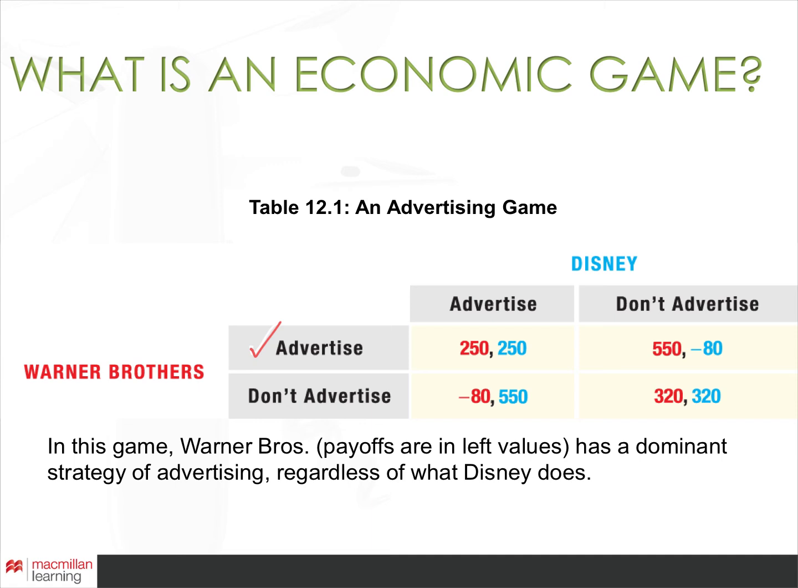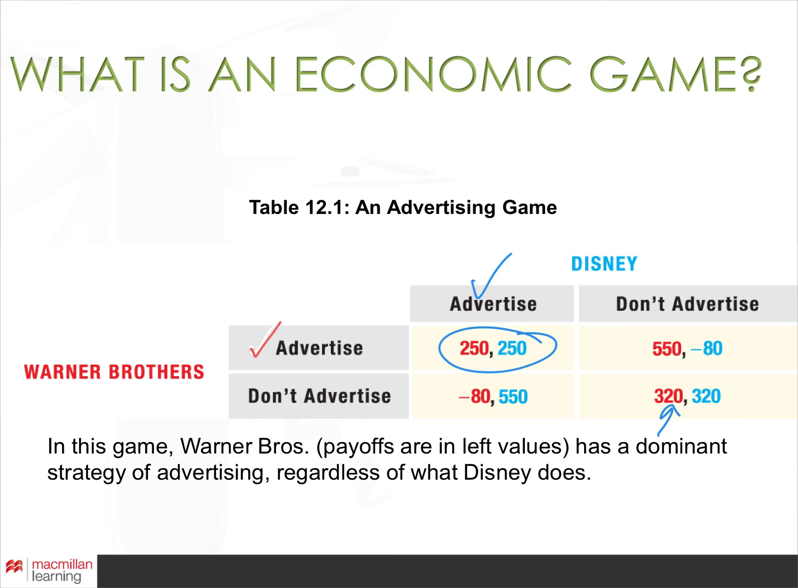So Disney advertises, they get $250 or $550, depending on Warner Brothers. And if Disney does not advertise, negative 80 or 320, both worse off. So both Disney and Warner Brothers have a dominant strategy of advertising. And of course, most of us go, oh, but that's so sad. You could be getting more profit here. That requires that they have to collude.